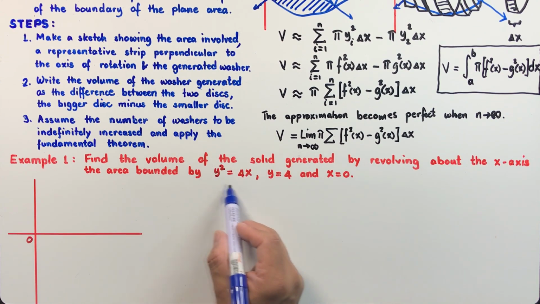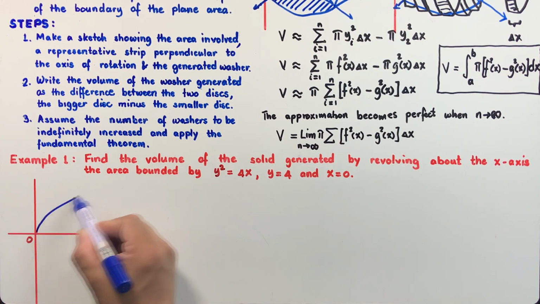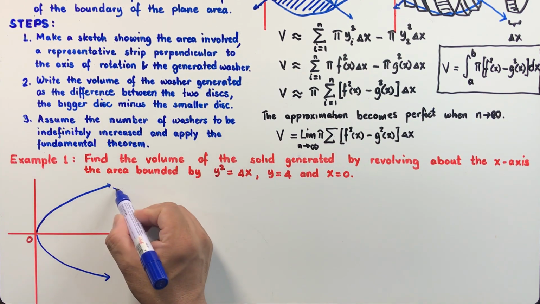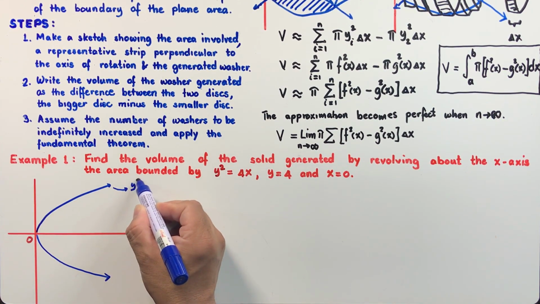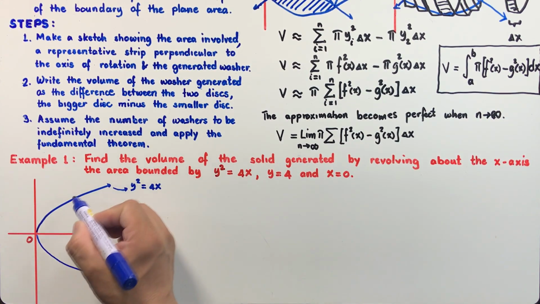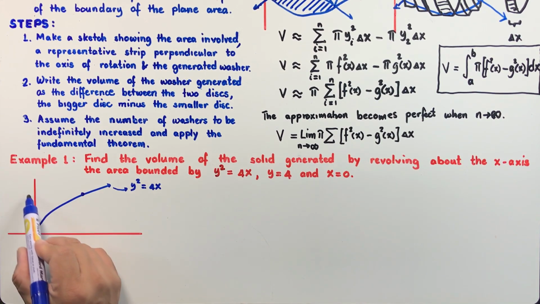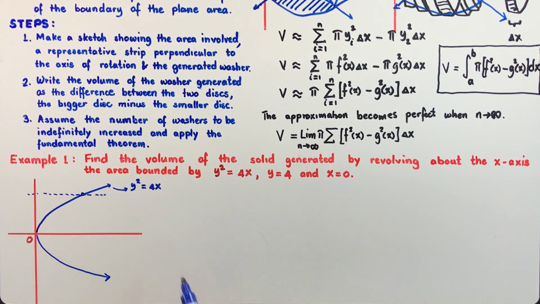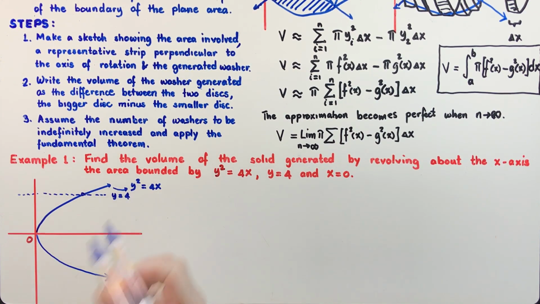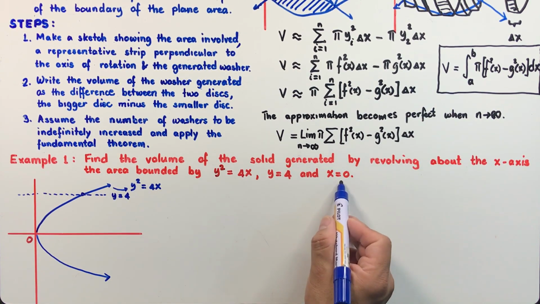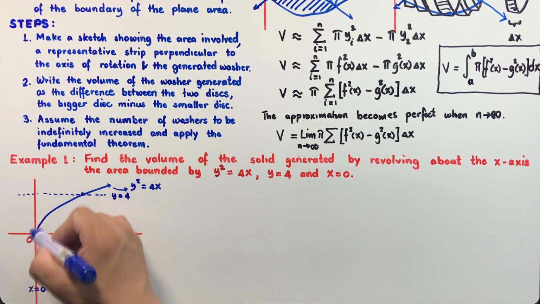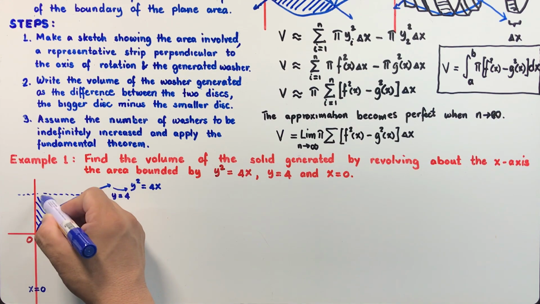And we know that this curve is a parabola opening to the right here. So this is a curve defined by y squared equals 4x. And we have the line that is horizontal but 4 units above the x-axis. And we have also the line x equals 0, which is the y-axis. So the area is this one here.